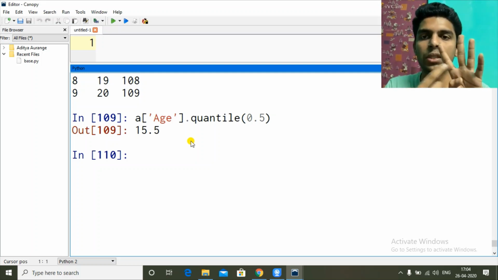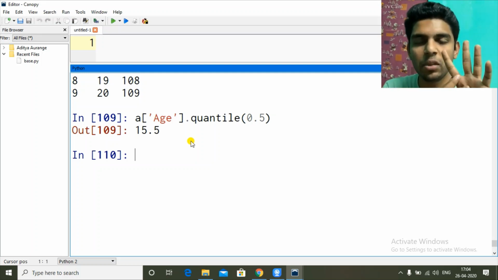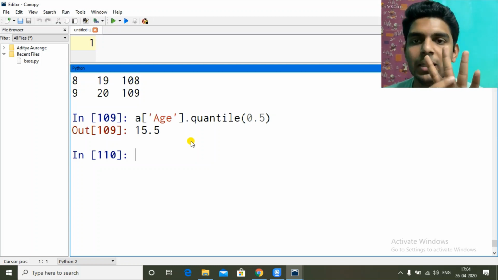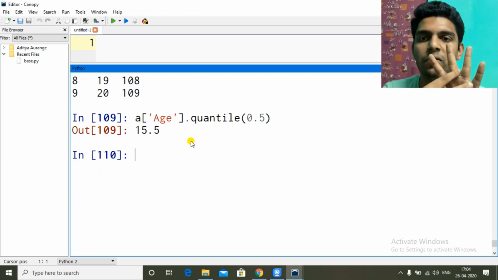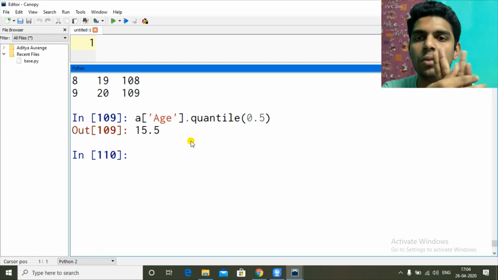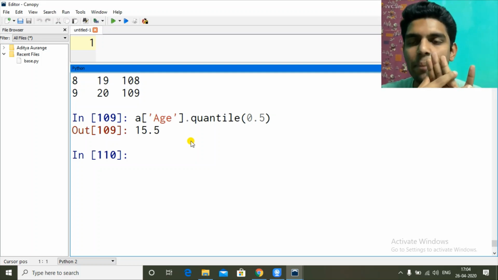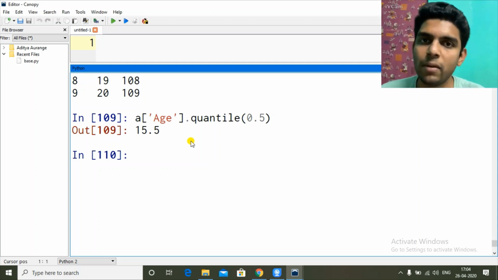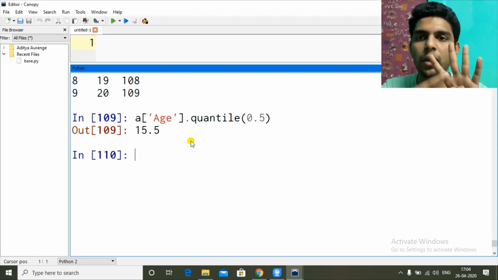To the left of the first quartile 25% of the total values lie, and to the right of it 75% of the total values lie. For the second quartile, 50% of the values lie to the left and 50% to the right. For the third quartile, 75% of the total values lie to the left and 25% to the right. So in quartile we have 3 values: first quartile, second, third quartile.